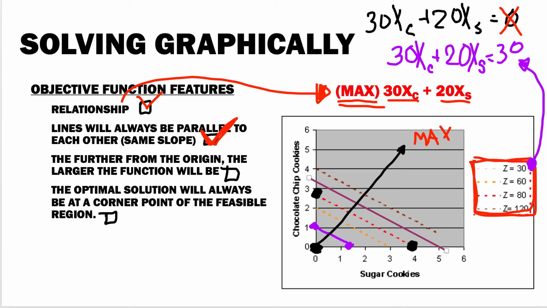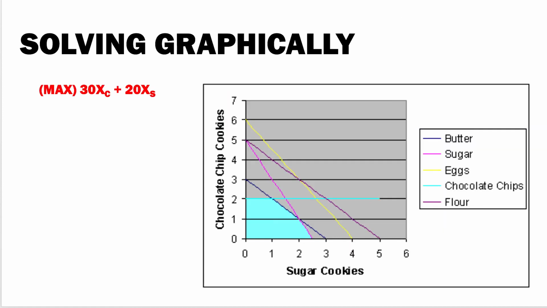Therefore, because we are looking to maximize our profits, we want our line to be as far away from the origin as possible. And the opposite is true if we're attempting to minimize our objective. And finally, where we eventually stop the line will always be at one of the corner points of the feasible region. More on this on the next slide.